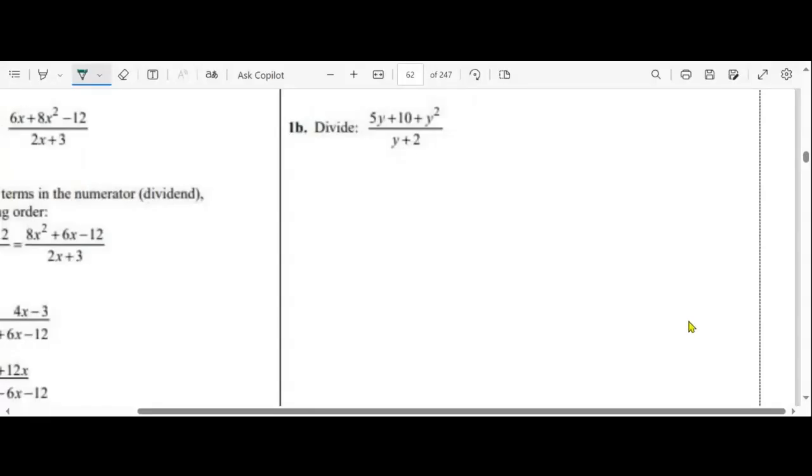5y plus 10 plus y squared over y plus 2. Which one is the dividend? The dividend is 5y plus 10 plus y squared. We need to arrange it in order, right? Yeah. And what's the divisor? y plus 2.